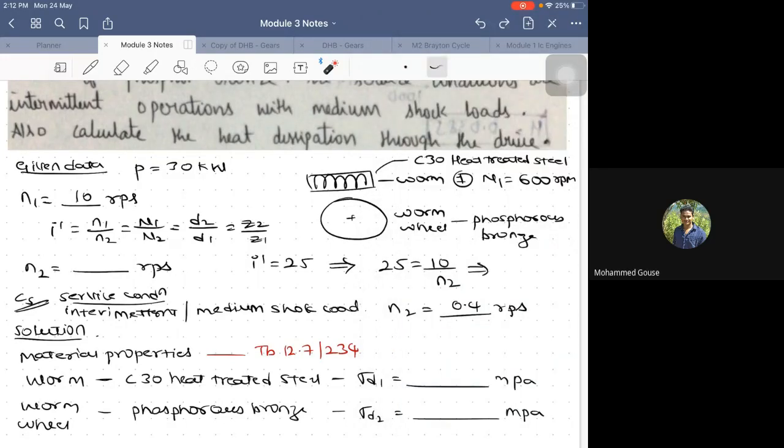Okay, so 220.6 is for the worm. I'm taking it as 220.6 and 82.4 respectively. All of you got the values from your data handbook? If yes, raise your hands. Good.